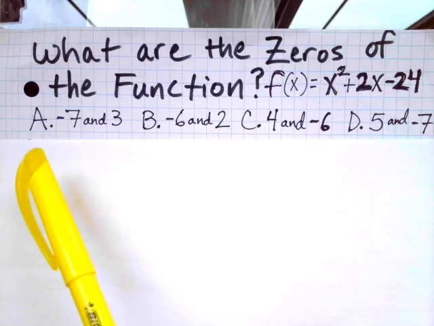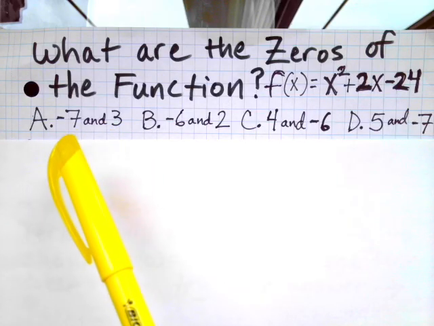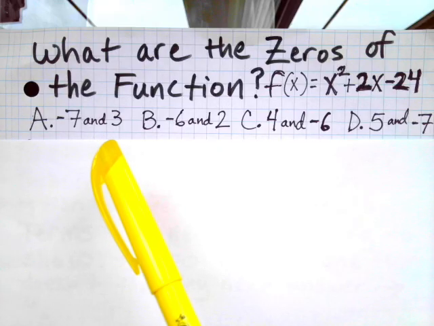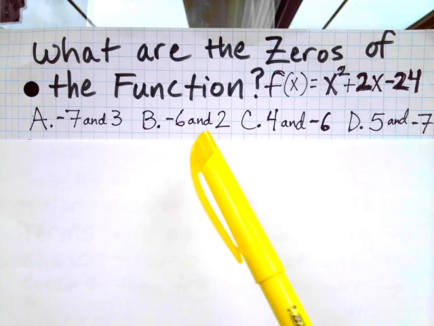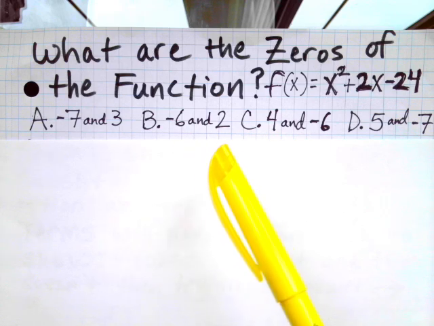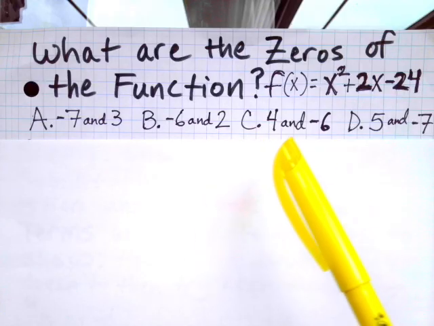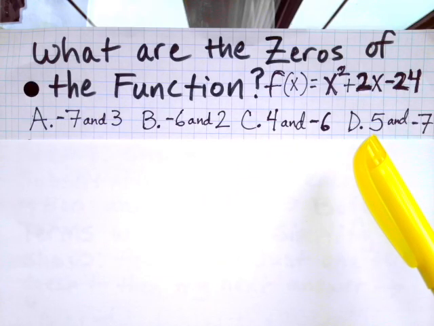Here are your options: A, negative 7 and 3. Which ones, A, B, C, or D, makes this function? What are the zeros of this function? Option B, negative 6 and 2. Are those the zeros of this function? C, 4 and negative 6. Are these two zeros of the function? And D, 5 and negative 7.